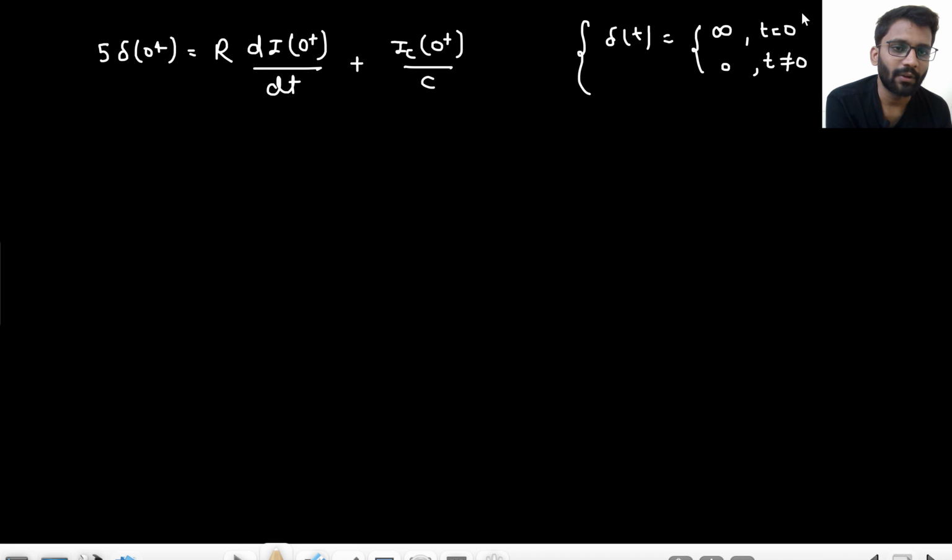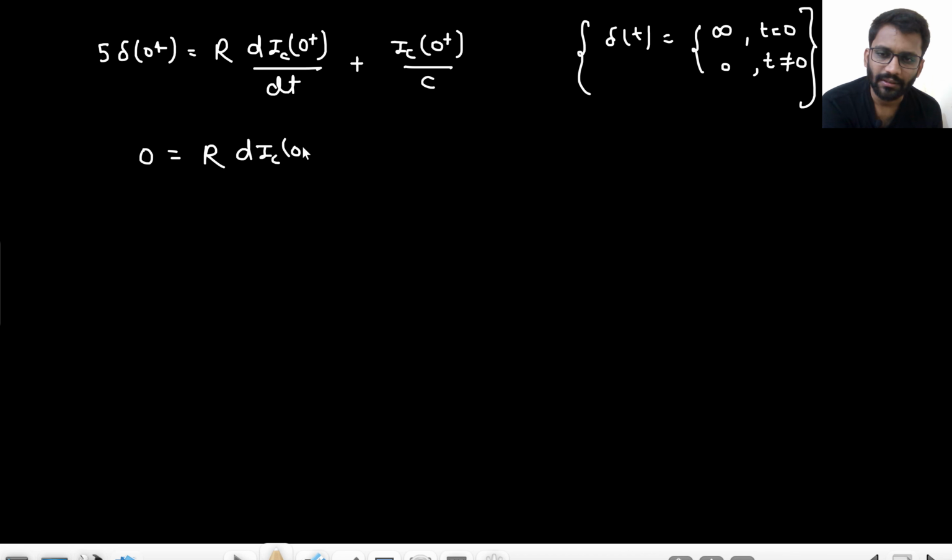And what are we talking about? We are talking about t equals to 0 plus. At t equals to 0 it is an impulse, and at t equals to 0 plus it is 0 only. So this 5 delta t will go down to 0. This is R d ic(0 plus) by dt.